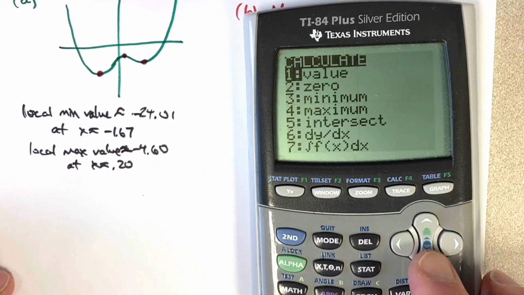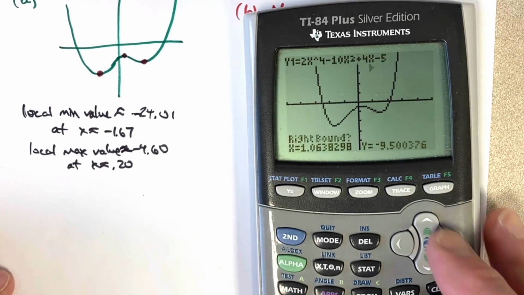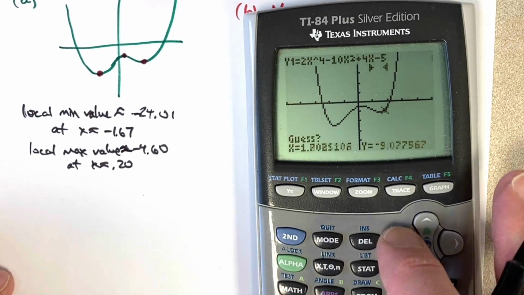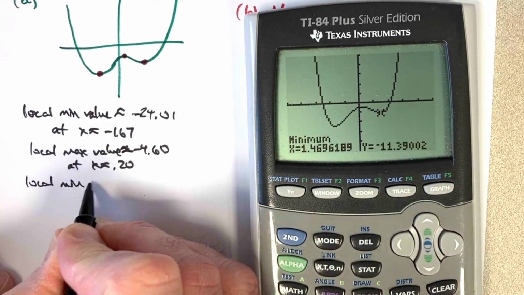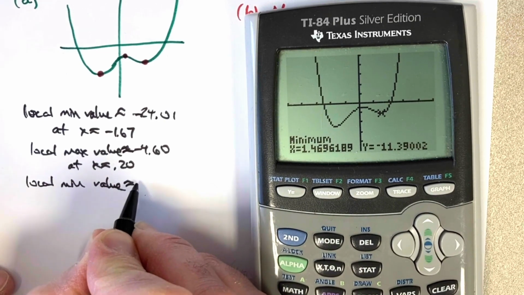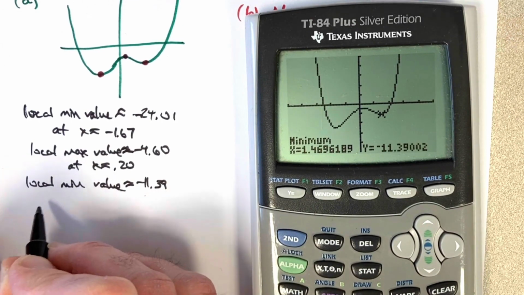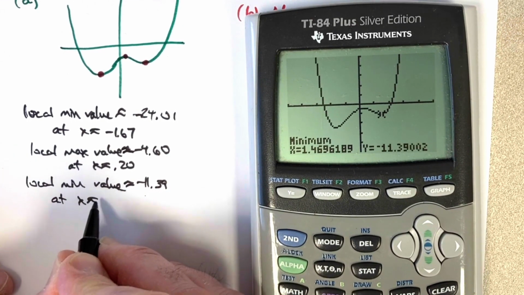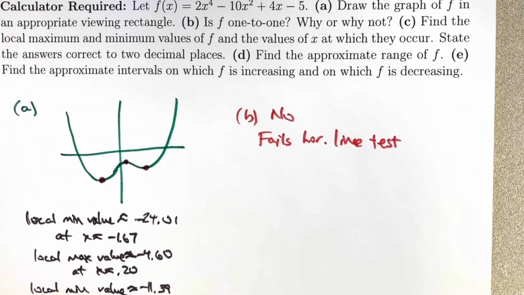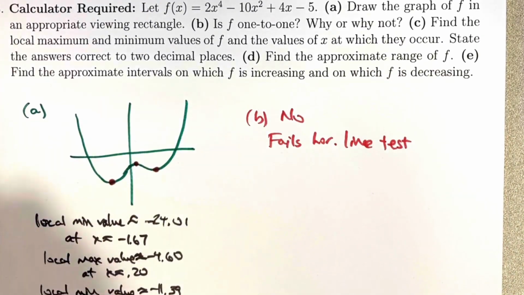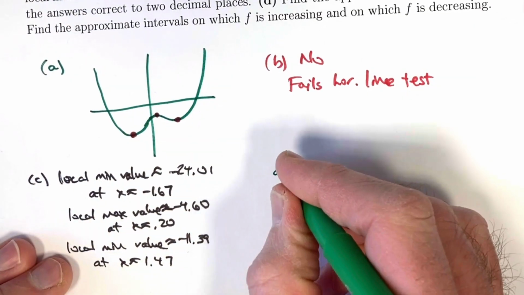And the last one will be a minimum: left bound, right bound, and guess. That's a local min value of approximately negative 11.39 at x approximately 1.47. Okay. Part D says find the approximate range. And so this was part C. Part D is the approximate range.